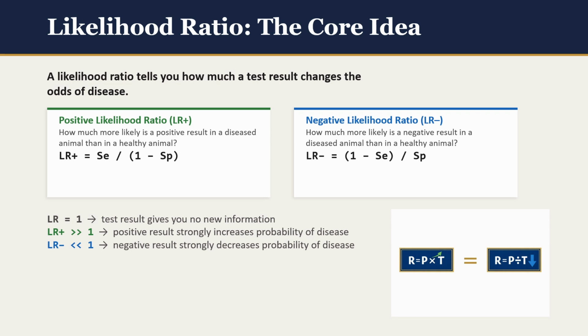The formulas are built directly from sensitivity and specificity. LR plus equals sensitivity divided by 1 minus specificity. LR minus equals 1 minus sensitivity divided by specificity. Let's calculate some and see what they tell us.